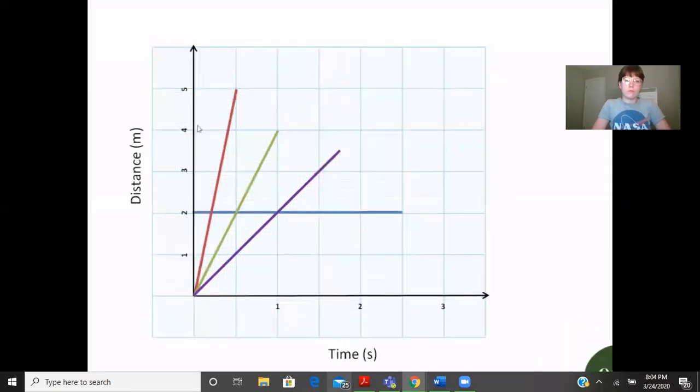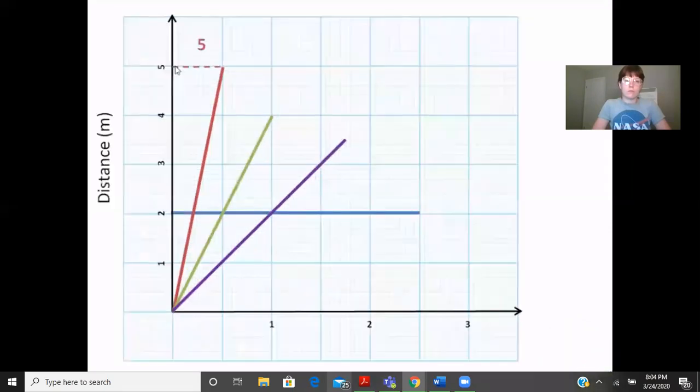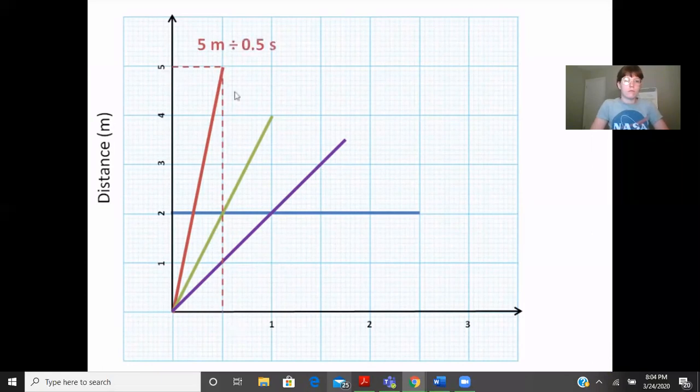That is 5 meters. Now we need to look at the time that it took, which is half a second. So it's showing 5 meters in half a second. That means that its average speed is 10 meters per second. Take the rest of the video, I want you to pause here and find the average speed of the green, purple, and the blue line.